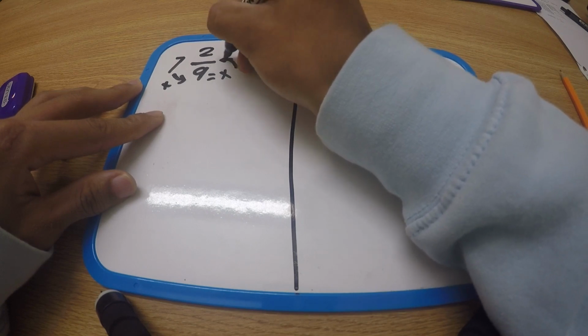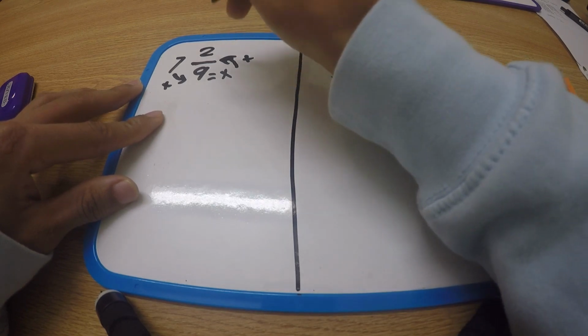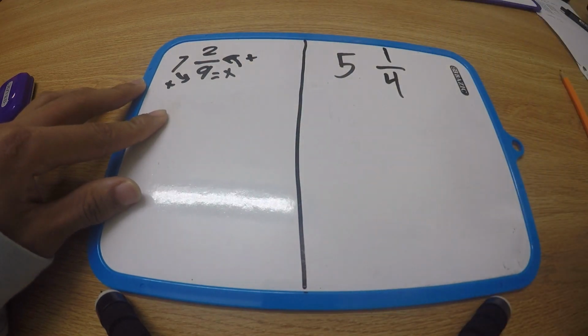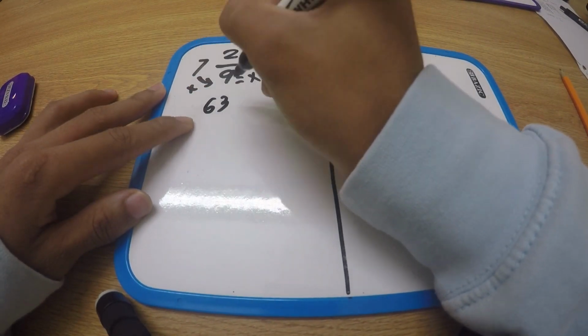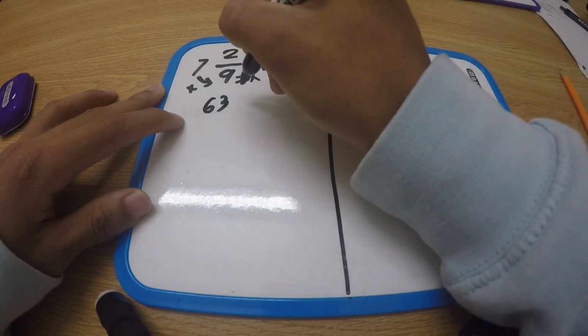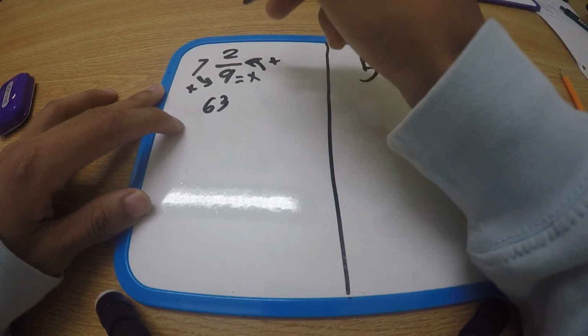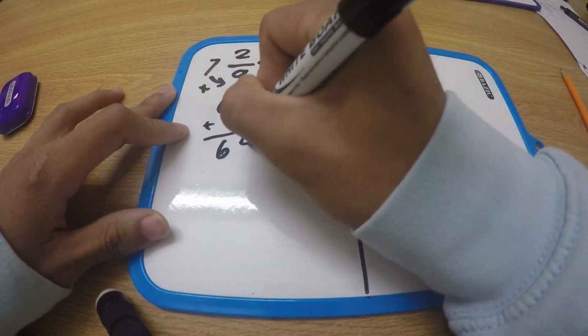There you go, you're going to add that to there. You're going to add the total to your numerator. So let's do this. 7 times 9 is going to be 63, and so that's your total. So you're going to add your total to the numerator. So 63 plus 2 is going to be 65.